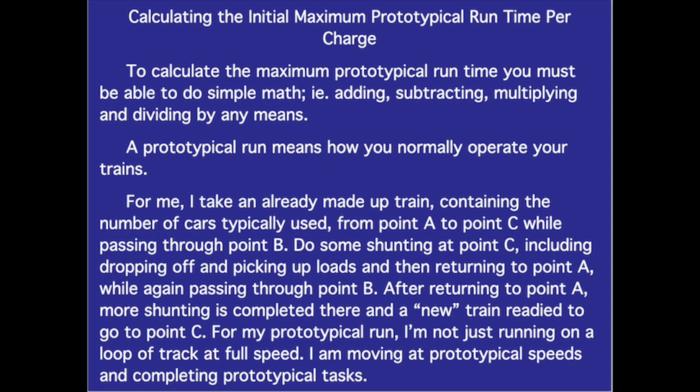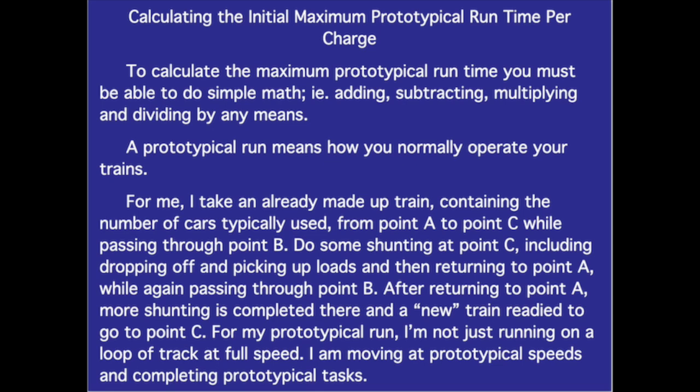To calculate the maximum prototypical runtime, you must be able to do simple math, that is, adding, subtracting, multiplying, and dividing by any means. A prototypical run means how you normally operate your trains. For me, I take an already made up train containing the number of cars typically used from point A to point C while passing through point B. Do some shunting at point C, including dropping off and picking up loads, and then returning to point A while again passing through point B. After returning to point A, more shunting is completed there and a new train is made ready to go to point C.